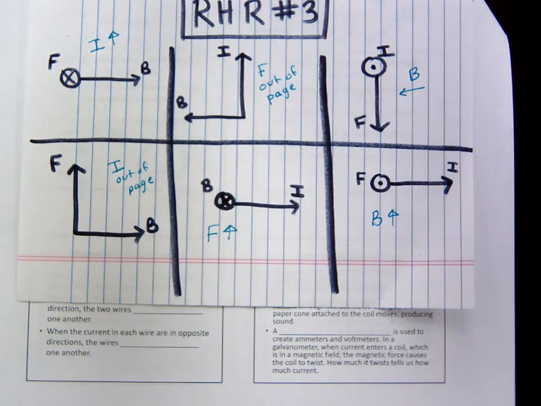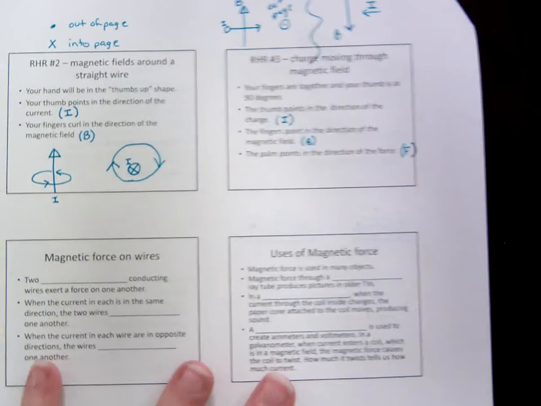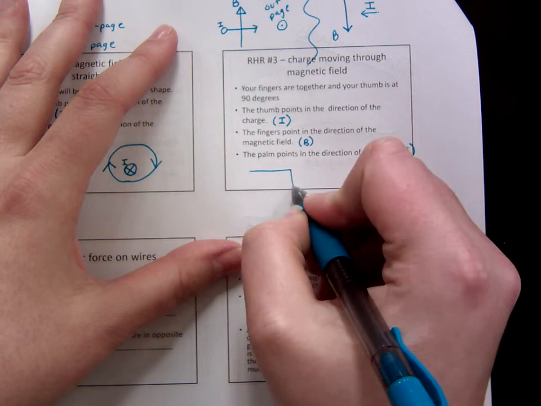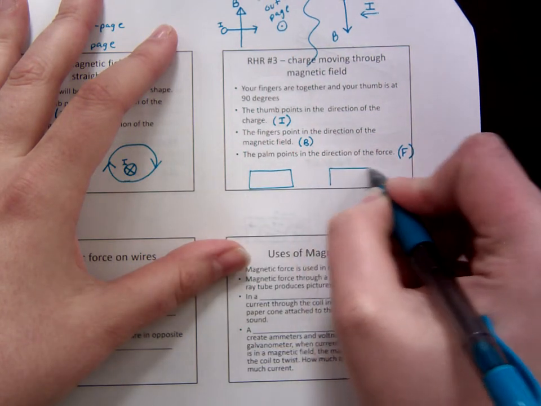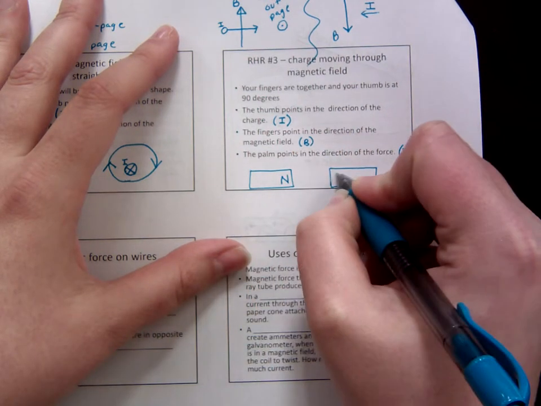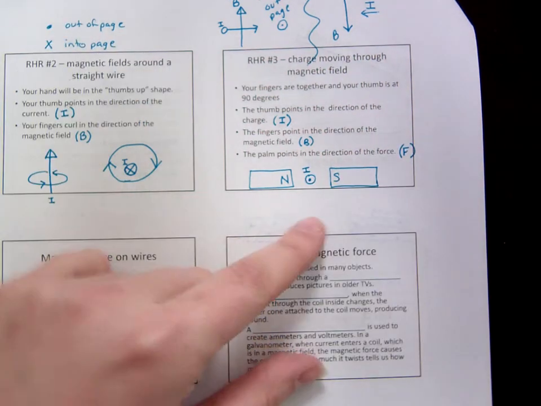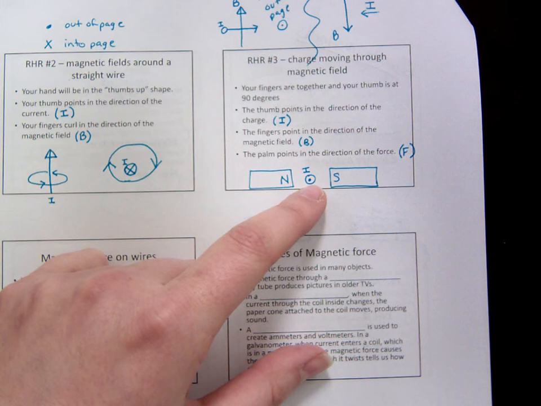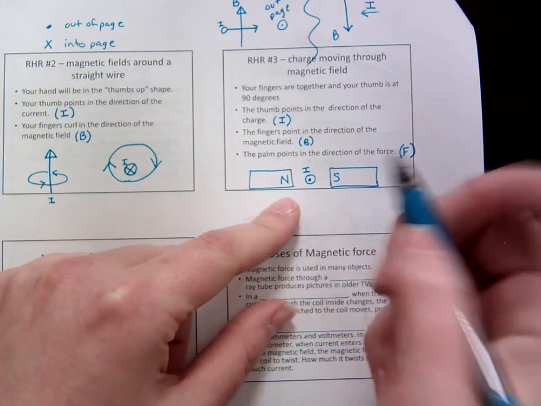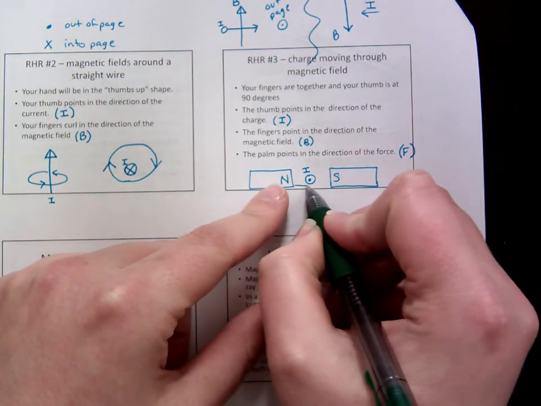Now, one more thing I didn't put on here, but I'm going to do another quick example. You might sometimes see, instead of drawing an arrow or a symbol to represent the magnetic field, that a charge is moving between two magnets and we want to know what the force is. Well, you have to remember that magnetic field lines always point away from a north pole and towards a south pole.